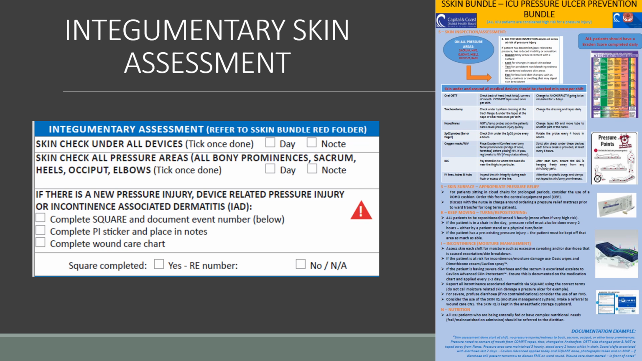We have had a patient that needed skin grafts on the back of their head and the nape of their neck from the ties cutting into the back of their neck, and that was pretty embarrassing. Please do a square, do a pressure injury sticker and place it in the patient's notes, and start a wound care chart. If you've done a square, you can document the RE number here.